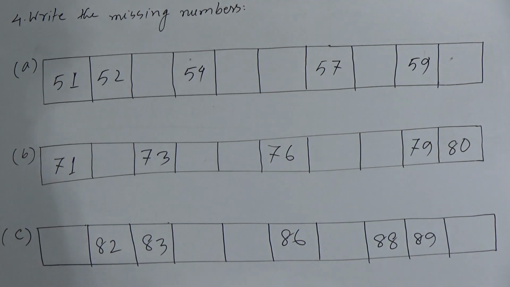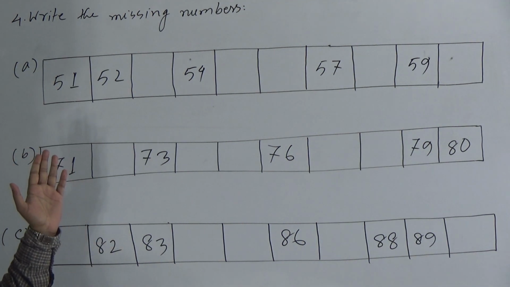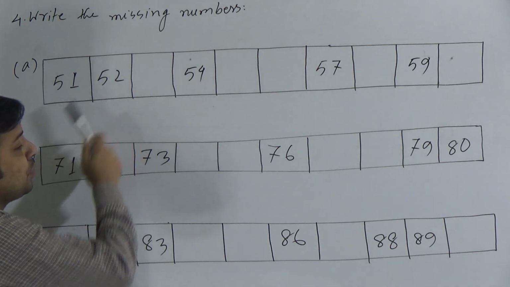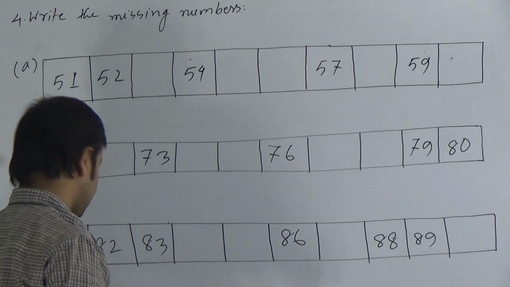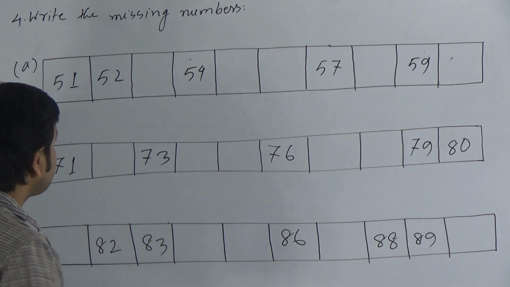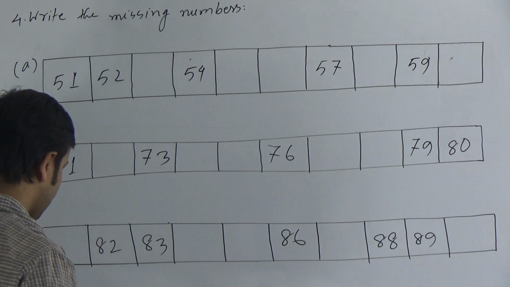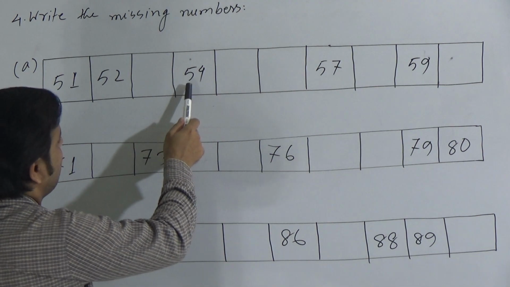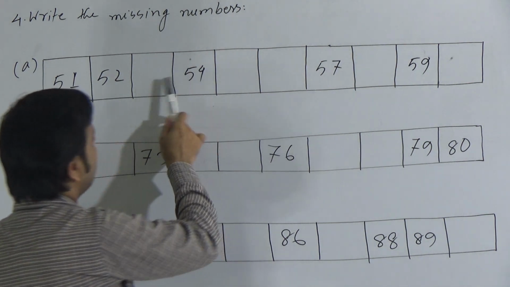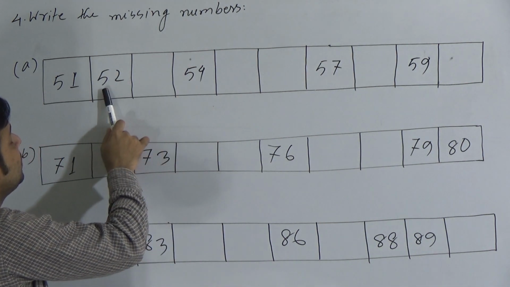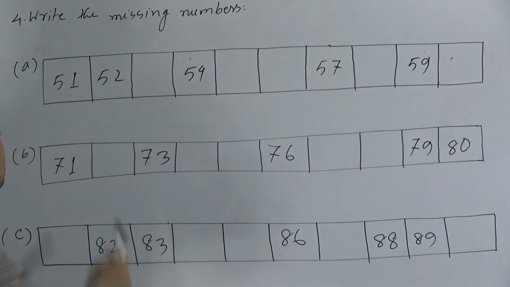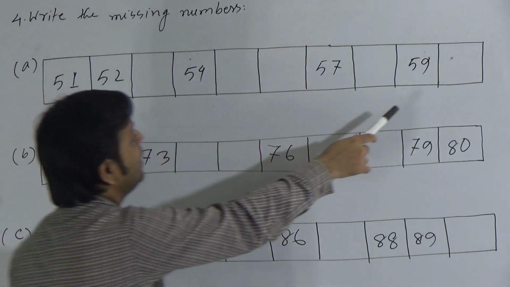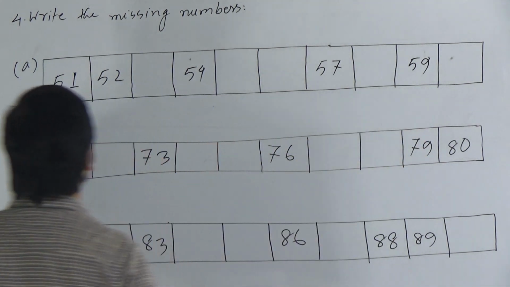Dear students, now see, to write the numbers we have to remember that here we have to see the number before the gap and the number after the gap. Here the number before the gap is 52, and the number after the gap is 54, here after the first gap. So dear students, you know the numbers from 51 to 60. So write the numbers here.